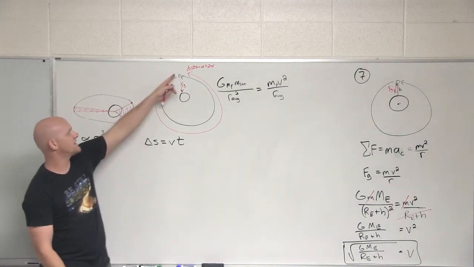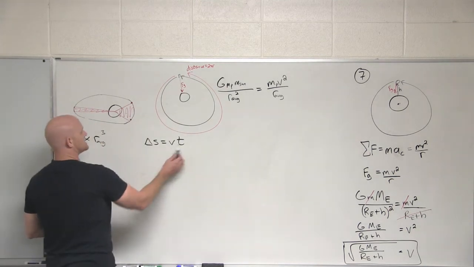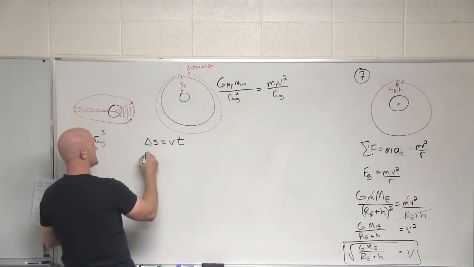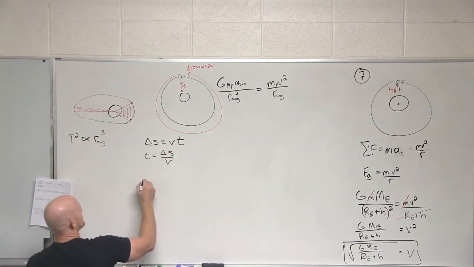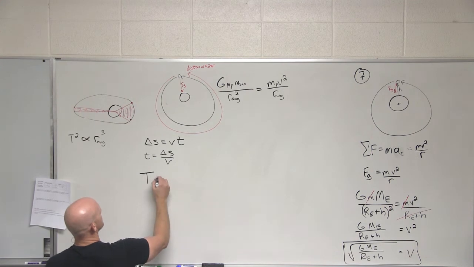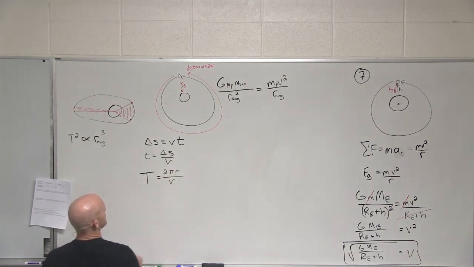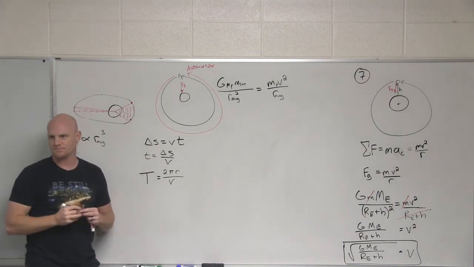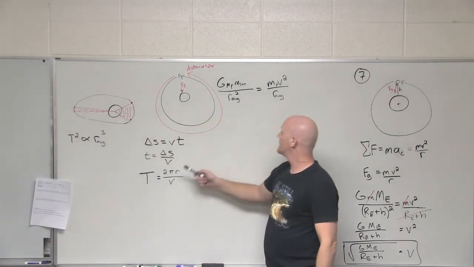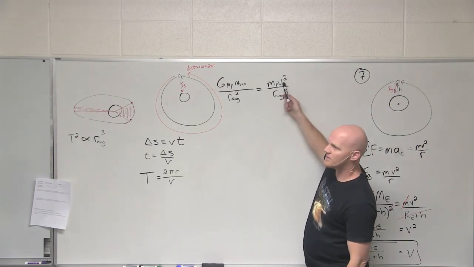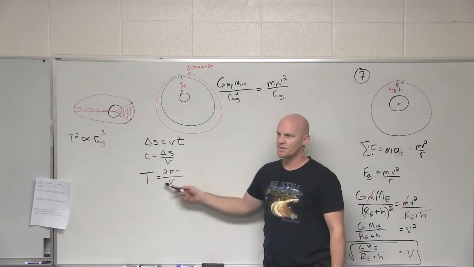But here, the entire arc distance, one full circle, 2 pi r, is v times t. And so if I solve for t, I get delta s over v. In this case, I make it a capital T for a period. That means the distance I've traveled, 2 pi r, divided by the velocity. Cool. So what I'm going to do is solve for velocity and plug it in right here so I can relate something with my period.